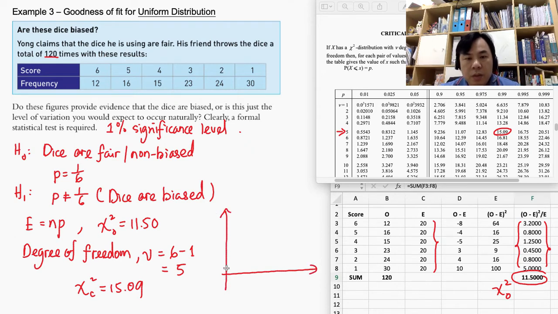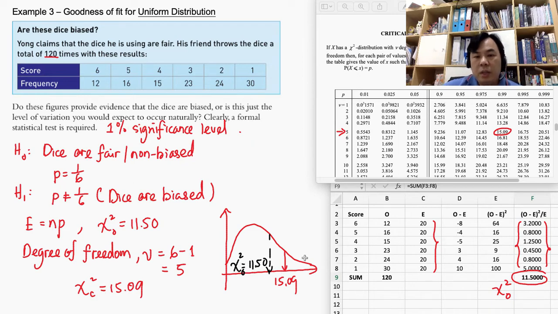If I were to draw that chi-square result out, take for instance, we have something like this. Our critical value is somewhere here, that is 15.09. And our observed value is somewhere here, our observed is 11.50. Now, since the observed chi-square value is not in the rejection region, therefore we can conclude that the dice is fair, or you can say that the probability of each number appearing will remain as 1/6. So I hope that is clear at this point.